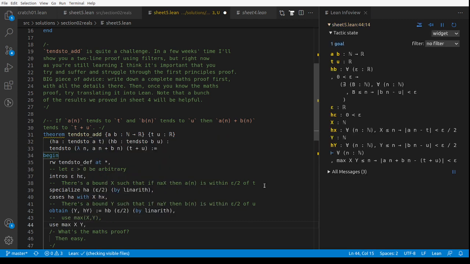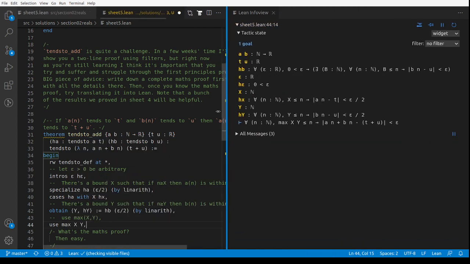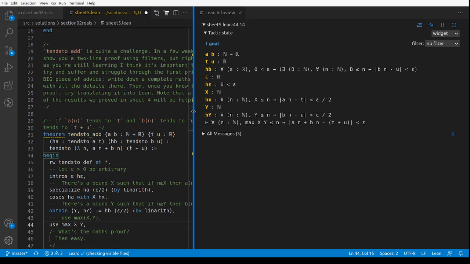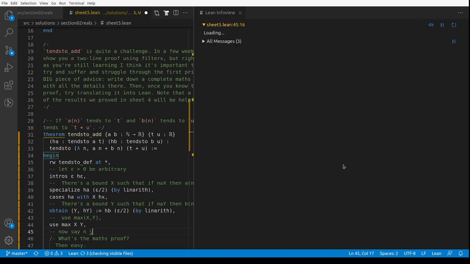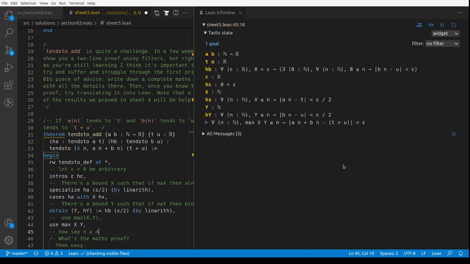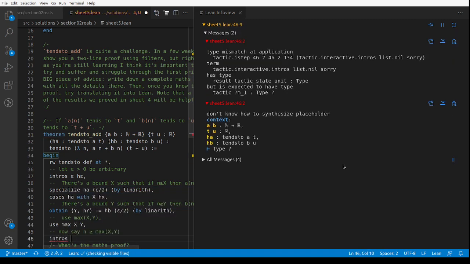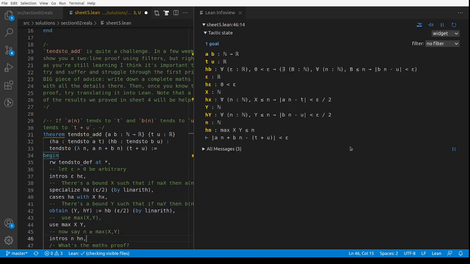There we go. And now what have we got to prove? Now let's go back over here. We've got to prove that for all n, if n is at least the max of x and y, then an plus bn minus t plus something is less than epsilon. Okay, so let n be arbitrary. So now let's say n is at least the max of x and y. So that's intros n hn. Yeah. So now you see.